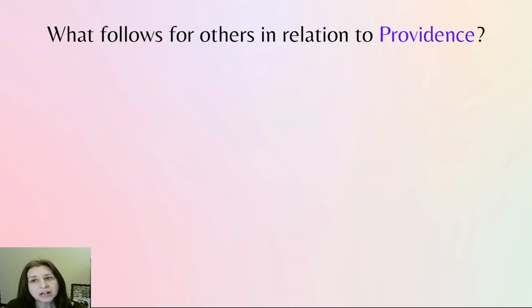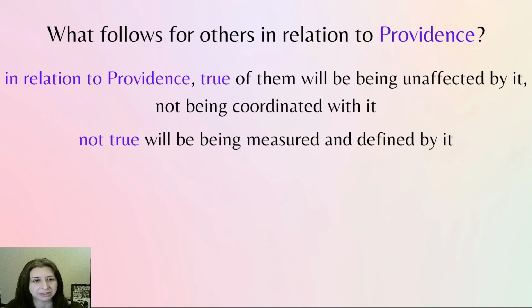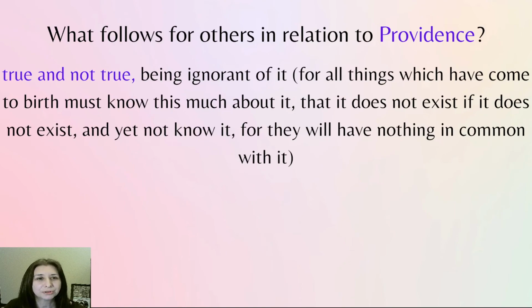Finally, what follows for others in relation to Providence? What are the implications for us in relation to Providence if Providence is not functioning in our world? Well, what would be true would be being unaffected by Providence or being uncoordinated with it. Not true, being measured and defined by it. Partly true, partly not true, being ignorant of it. For all things which have come to birth must know this much about it, that it does not exist, if it does not exist. And yet, not knowing it, for they will have nothing in common with it.